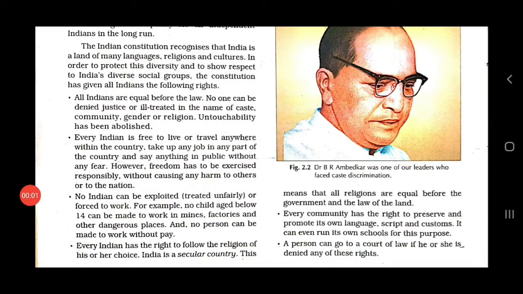Then talking about the third point. Here they are telling that no Indian citizen can be exploited. Exploited means treated unfairly, or forced to work. So no citizen can be forced to work. You cannot force anyone to work, and if someone is working, then you should treat them nicely. No one should be exploited. That means no one should be treated unfairly. Everybody should be treated fairly.